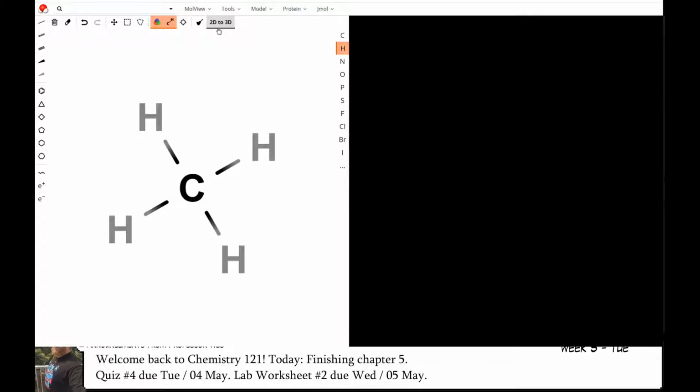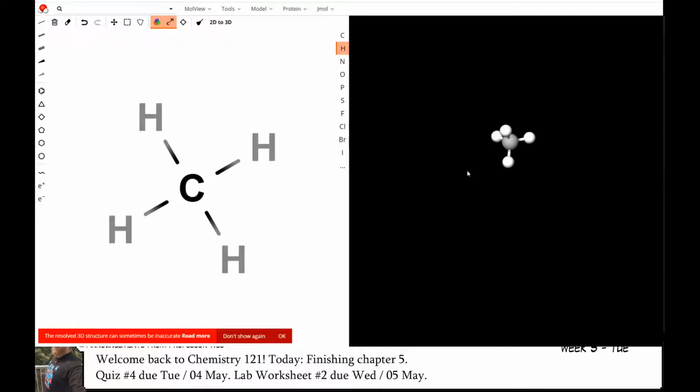What I then need to do is hit this button right here, 2D to 3D, and it will take this structure, and I've apparently had it hidden off the side here, and it will make a 3D model of it that you can now spin around. And so you could see that this doesn't look like the plus sort of structure that we drew over here. It actually looks like this. So here, there's our tetrahedron. I can rotate it around like this. And so this is what it looks like in 3D.